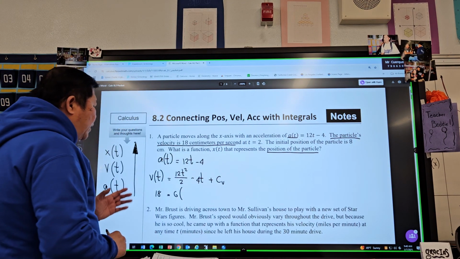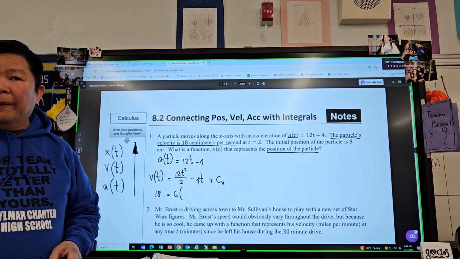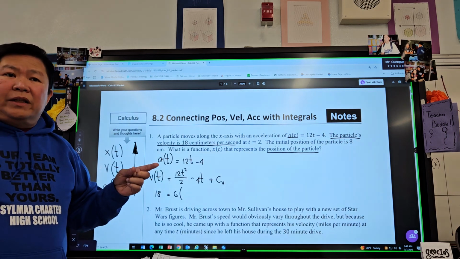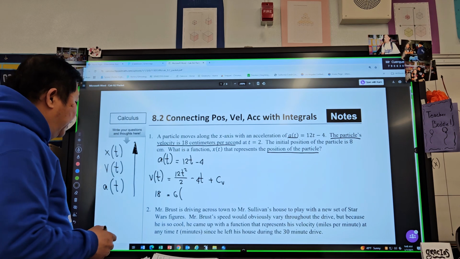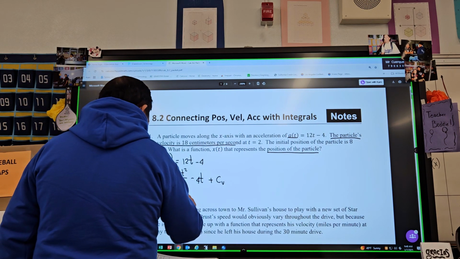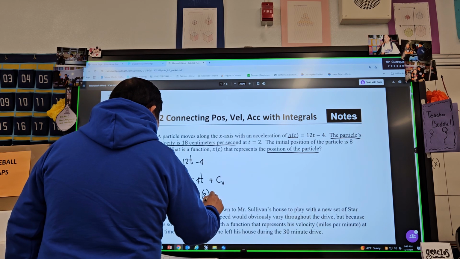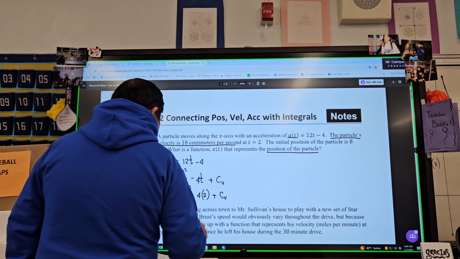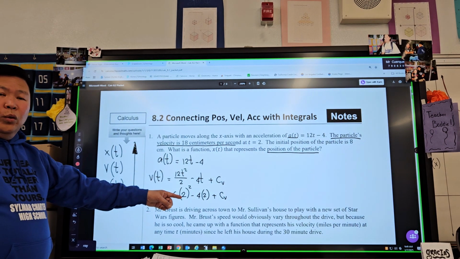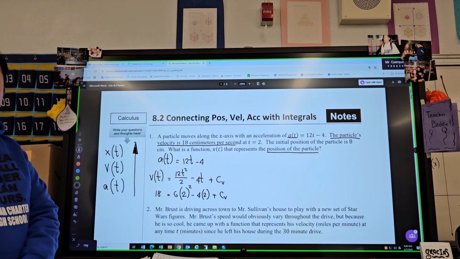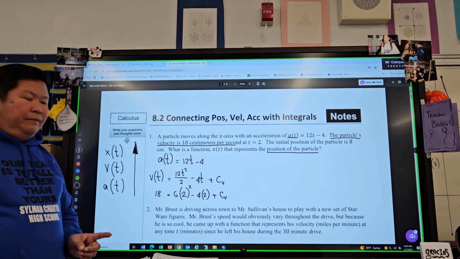What's the reason, guys, why we are going to plug in the 18 and 2? In order to what? To find the constant of the velocity, right? That's why I put CV. Okay, so which means 2 squared minus 4 times 2 plus the CV. So what do you do now? This becomes 24. What is 24 minus 8? 16, right? And then what is 18 minus 16?